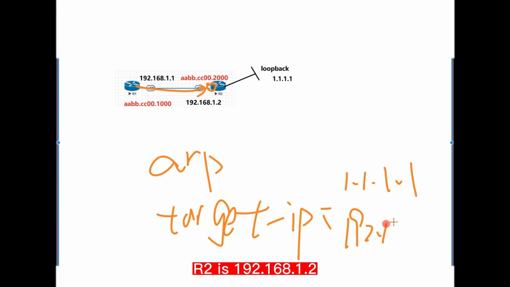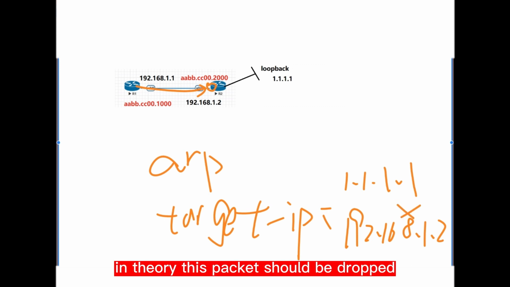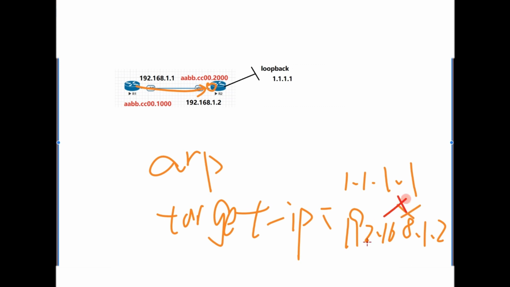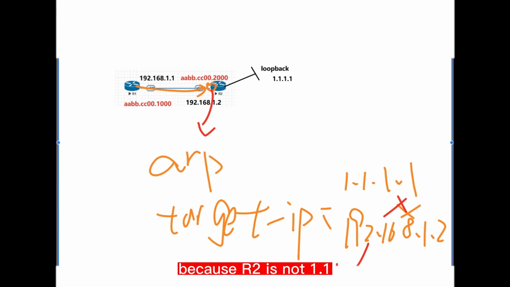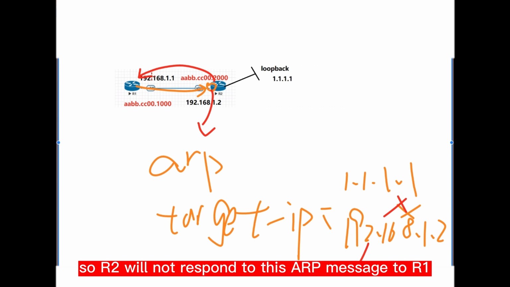R2 is 192.168.1.2. They are different. In theory, this packet should be dropped. Well, now it does drop the packet. So R1 has no way to get the corresponding MAC, because R2 is not 1.1.1.1. So R2 will not respond to this ARP message to R1.